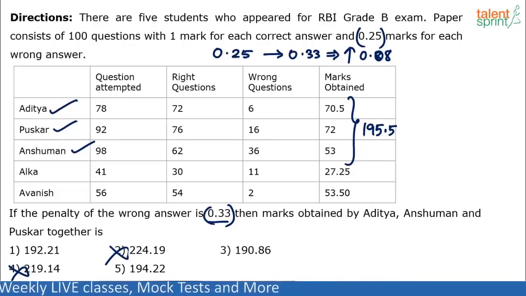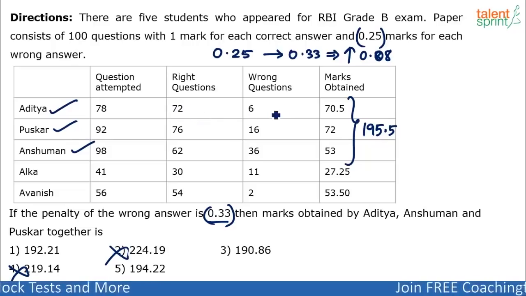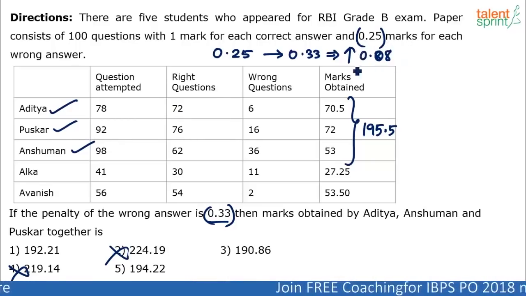Now, how do we deal with this? What is the next step? The next step is to find out the total decrement. Instead of finding out the new total again, like 72 into 1 minus 6 into 0.33, instead of doing all that, just find out the change. What is the change? The score will reduce by 0.08 for every wrong answer. What are the total wrong answers?